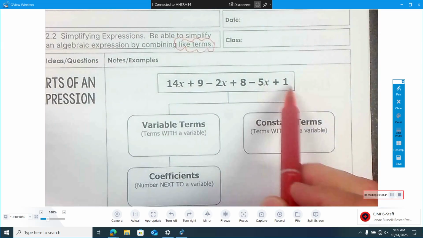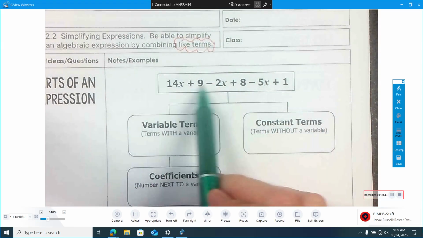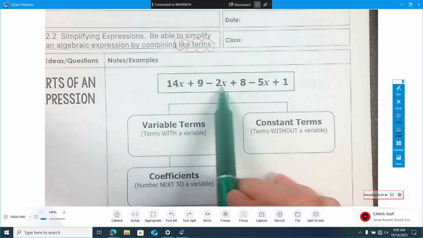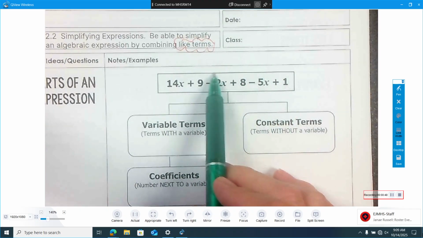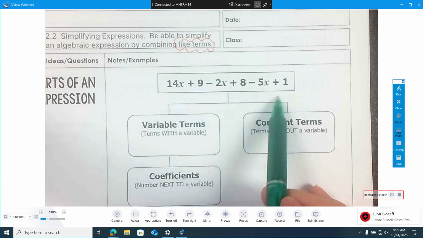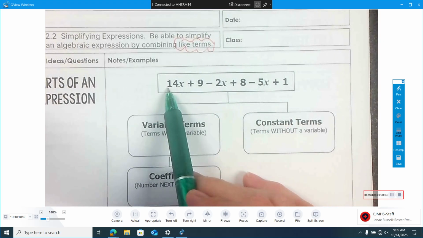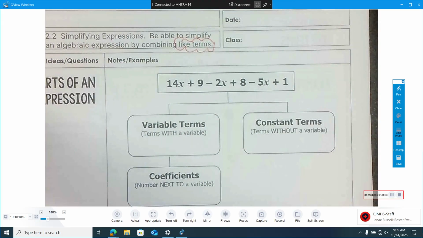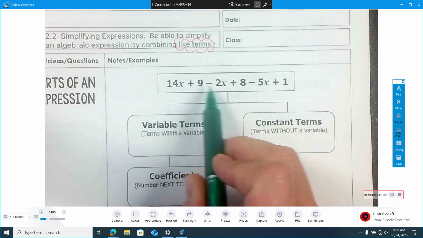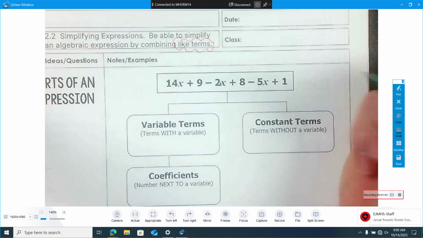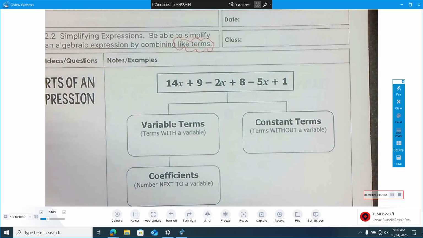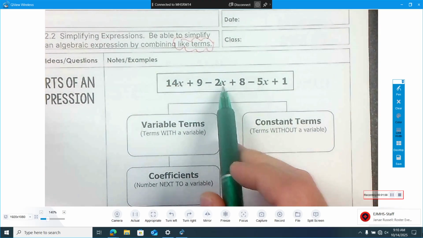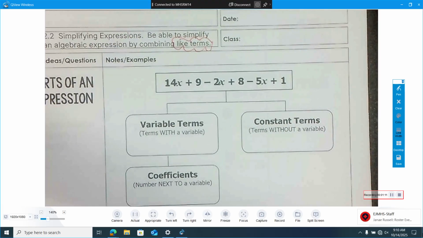So here I have an algebraic expression. This is an example of an algebraic expression. It is simply a collection of numbers like 14 and 9, letters like x's and y's, and operations, addition, subtraction, and we have some multiplying going on in here, 14 times x, -2 times x. So we have a collection of numbers and letters and operations, and that makes up an algebraic expression.